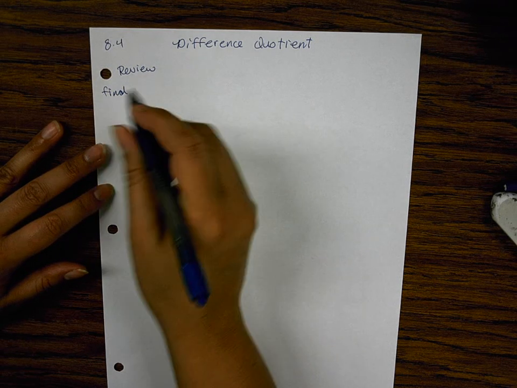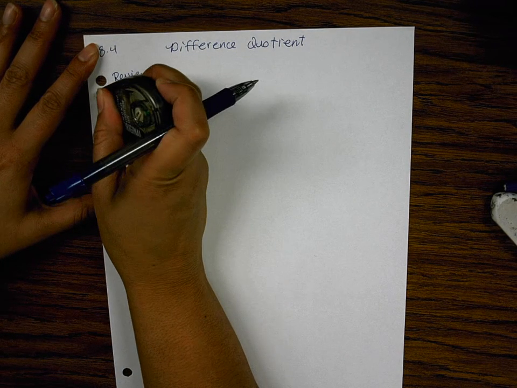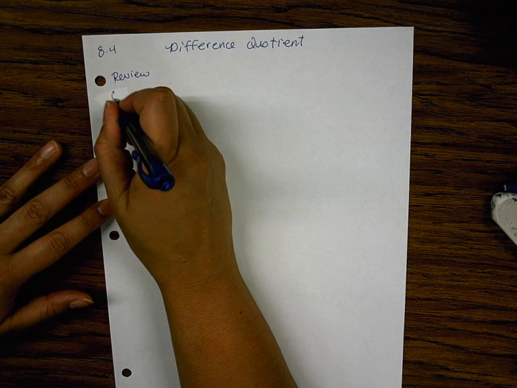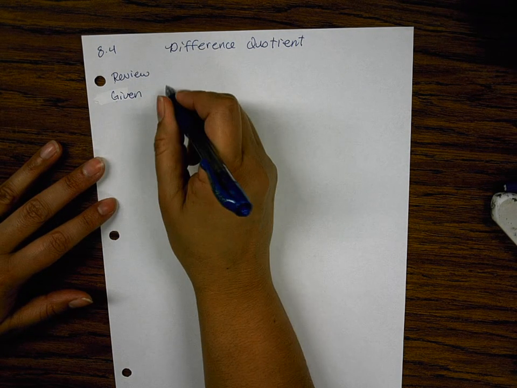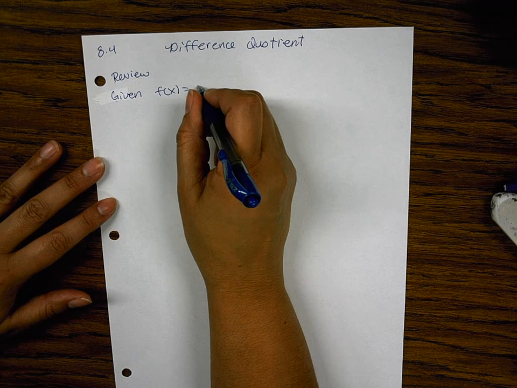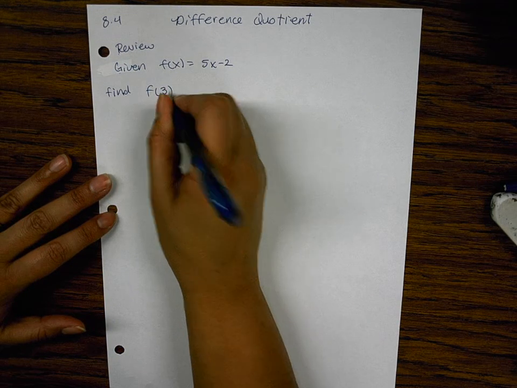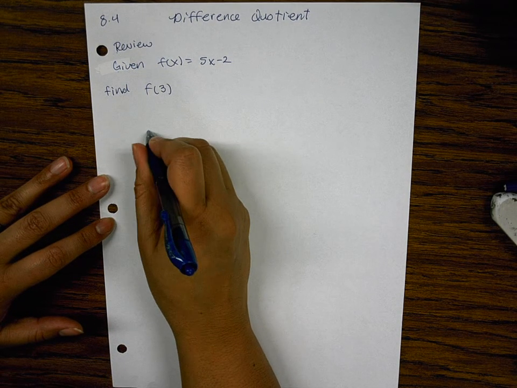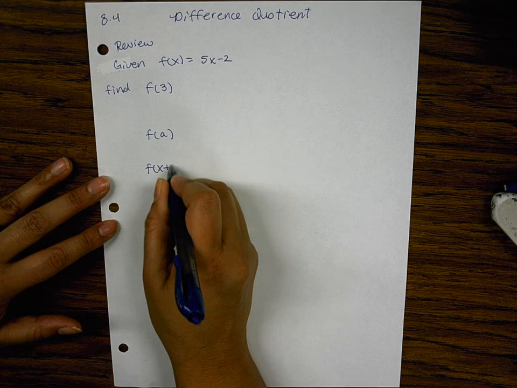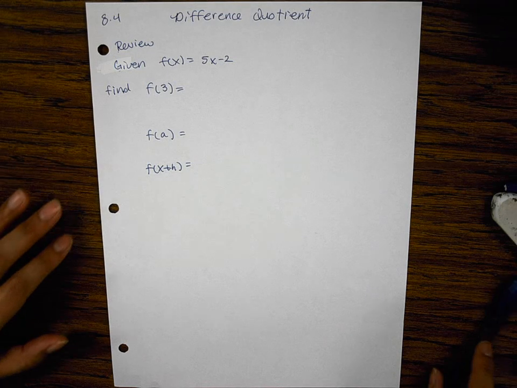Find, and I'm going to start over. Before I ask you to find, I'm going to give you some given information. Given f of x equals 5x minus 2, find 3 f of a and f of x plus h.